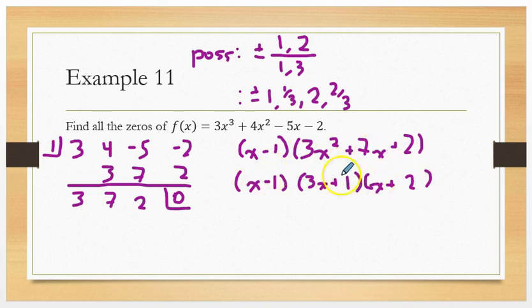So these are my three factors, which means my solutions, the solution here is 1, the solution here is negative 1/3, and the solution here is negative 2. So you're just going to list those out. I have negative 2, negative 1/3, and positive 1.